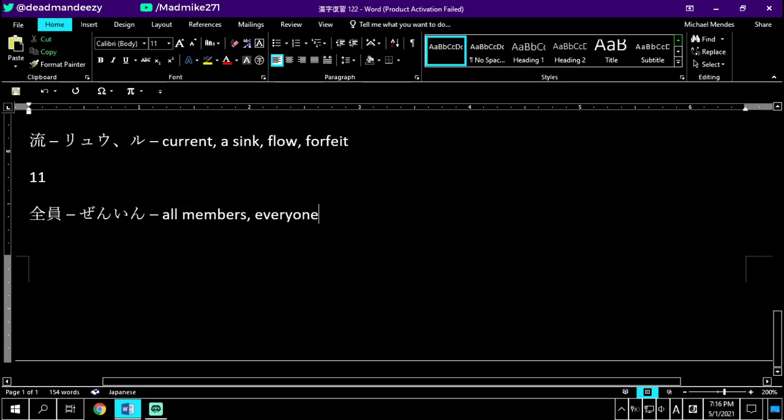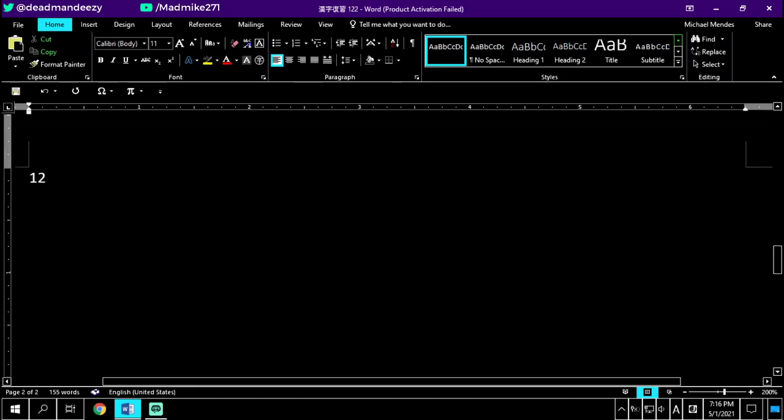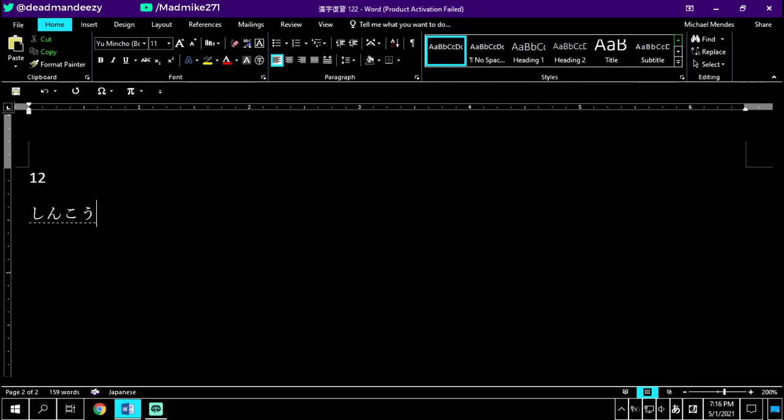Zen-in. And number 12, our last one for today, is going to be Shinko. Shinko is a religious faith. Religious type of faith. It can also mean a belief or creed. Shinko. Cool.